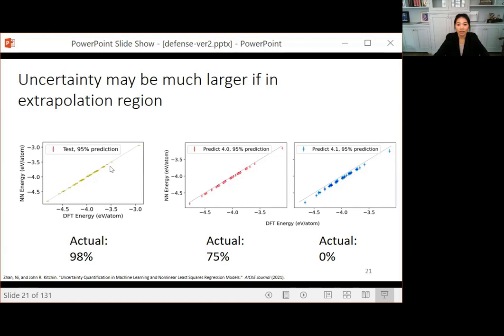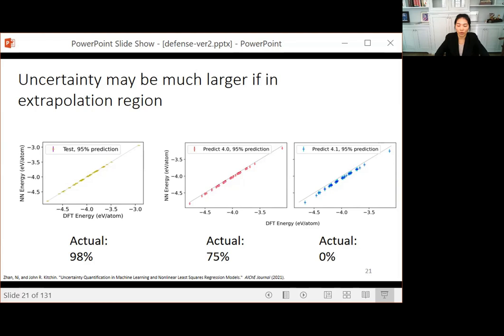And we see the 95% prediction interval. And the actual data is falling within the prediction interval 98% of the time. So this is quantitatively close to 95%, and it shows that the uncertainty is quantitatively accurate. And then now we're going to predict on some new data sets. So this is predict 4.0 and 4.1, because it's from 4.0 and 4.1 angstrom lattice configurations.